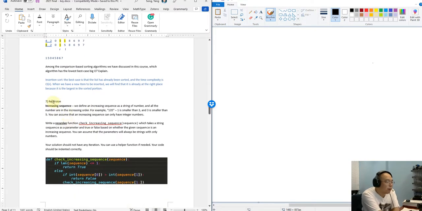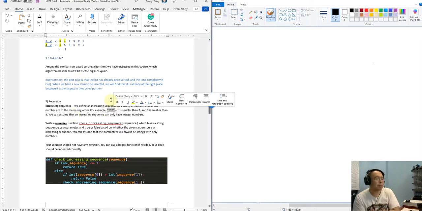So the next one, recursion. For the recursion, here's the question. We have a sequence of letters or numbers. It will be a string, like 1, 3, and 5. And then I'm asking you to write a recursive increasing sequence checker that takes a string and tells me true or false on whether this is an increasing sequence or not.